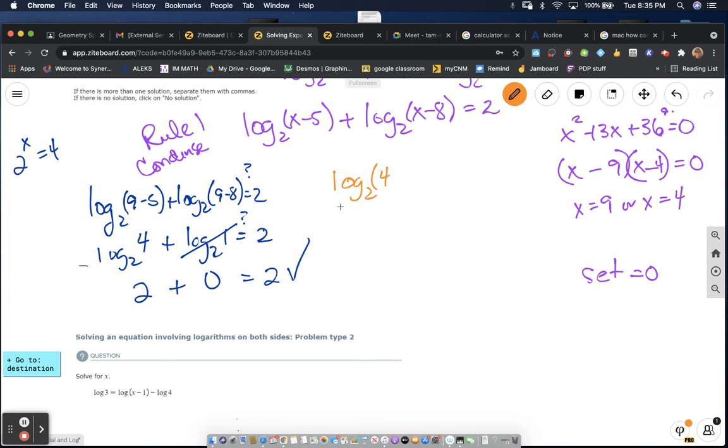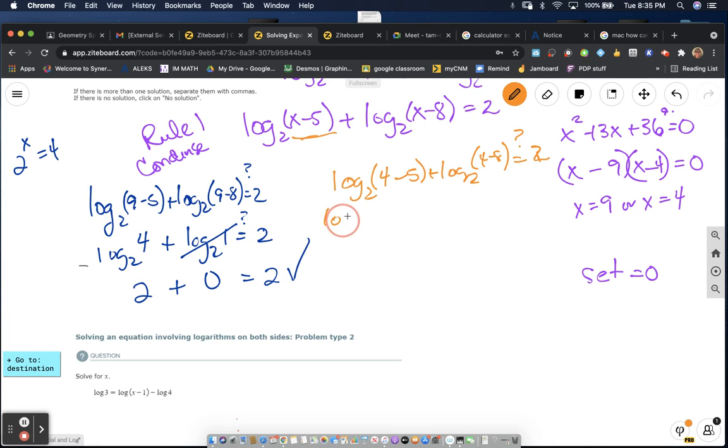Okay, log base 2 of 4 minus 5. That's what it was, wasn't it? Yes, because here it is. I'm plugging it into here. Plus log base 2 of 4 minus 8. Does that equal 2?